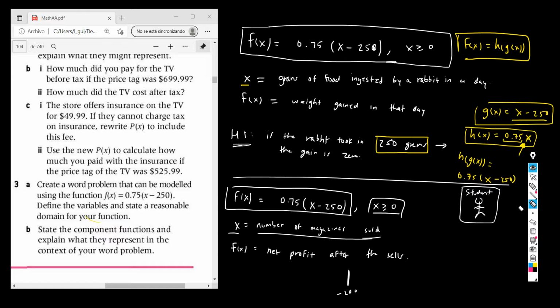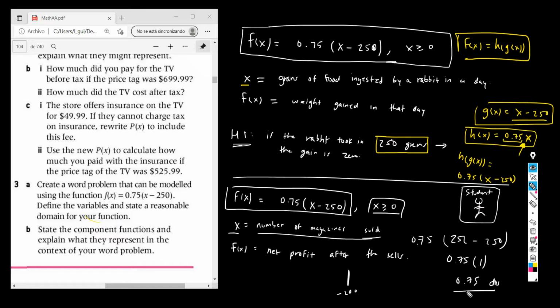Okay, if he sells 250 magazines, 251, I'm sorry, 0.75. If he sells 251 magazines, then he's going to be making 0.75 times 1, 0.75 cents. No, $0.75. Okay, if he sells this many magazines, you see. So that's what it means, guys.